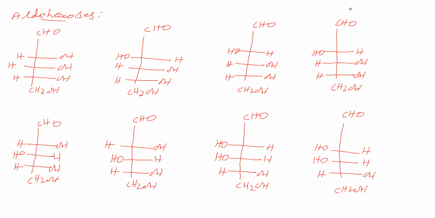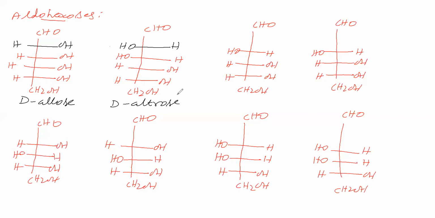Okay. Now we will go for 6 carbons. 6 carbons means in each we introduce one chiral carbon. So here we are introducing chiral carbon HOH. Here we are introducing chiral carbon opposite. This is called D-allose. This is called D-altrose.